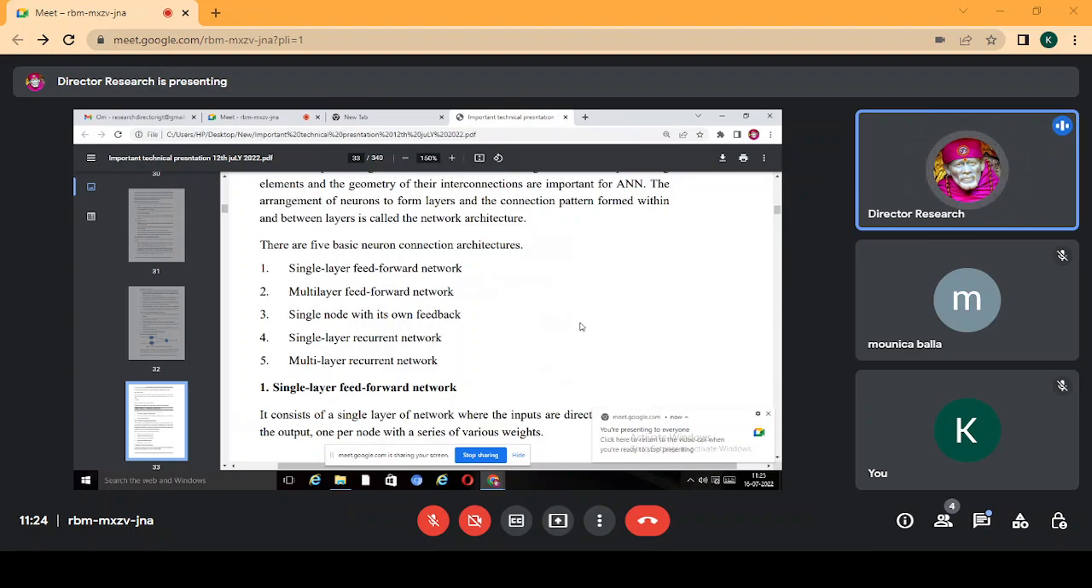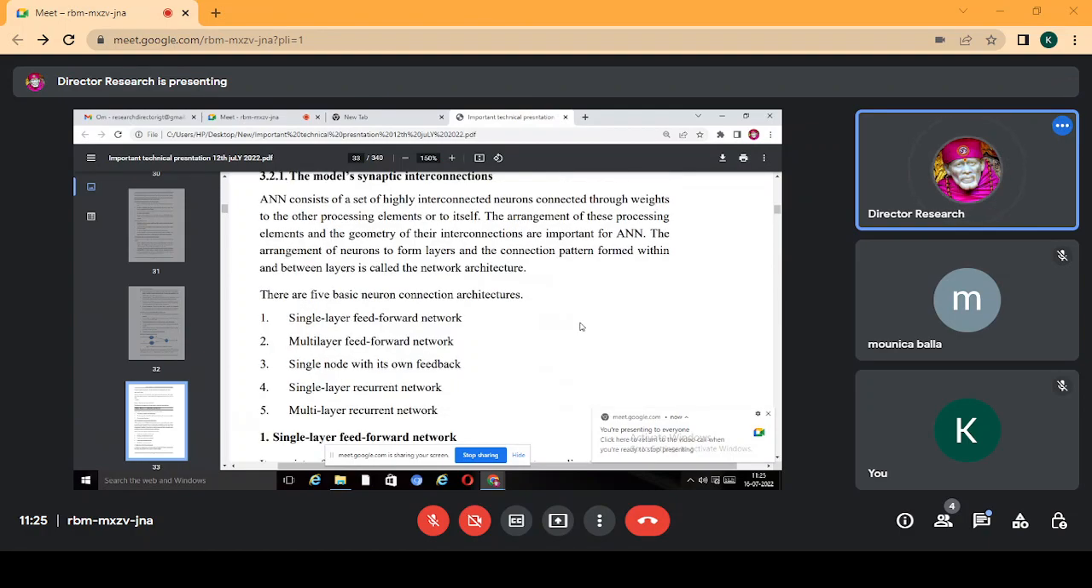Once again, I'm repeating. There are five basic neuron connection architectures. One is the single layer feed forward network. The other one is the multi-layer feed forward network. The third one is single node with its own feedback. The fourth one is the single layer recurrent network.